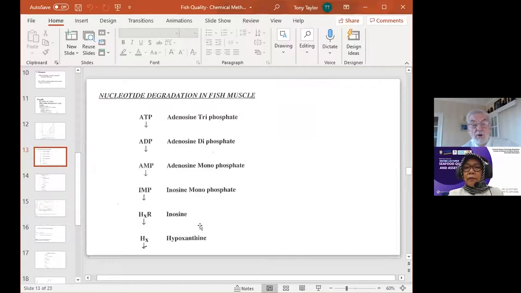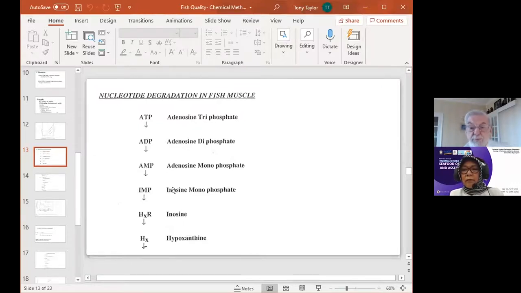So the K value is very simply these last two products here, the sum of these two divided by all of them. Now, initially, there'll be very, very little inosine and hypoxanthine. The ATP, ADP will be working, going backwards and forwards. As these break down when the fish is dead, these decrease rapidly to zero, and these increase.